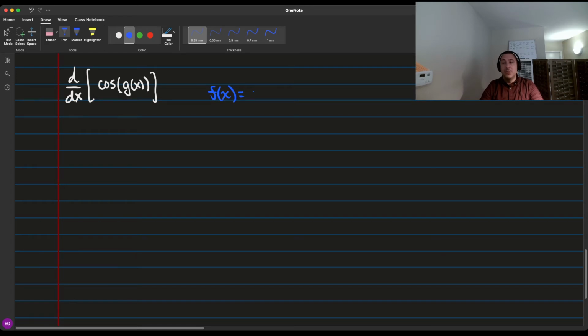Yeah, you take the cosine of g of x. The inner function is literally just g of x. Because the way it works is you start inside. The x goes into g, and then all of that goes into cosine. The last thing you do is the cosine.